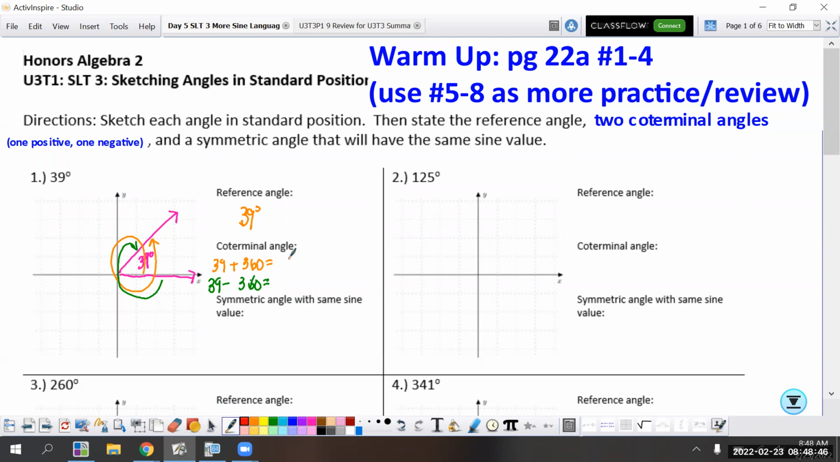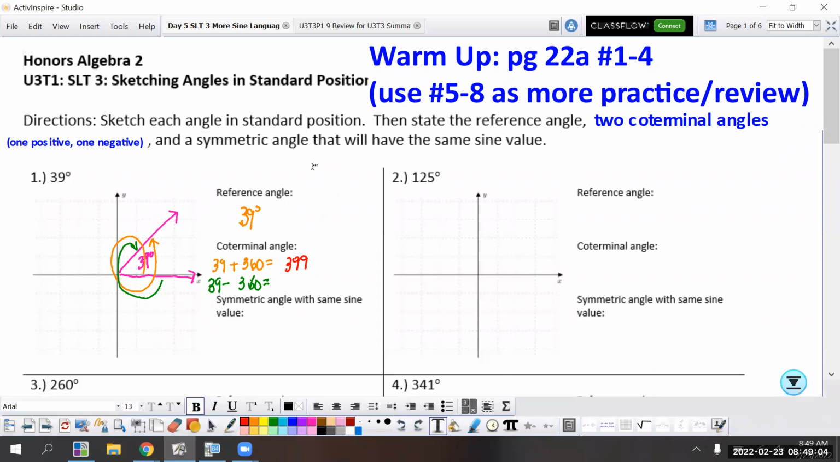So we're going to add those up. This is 399 degrees. And then 360, oh, pen is not working well. 360 minus 39 would be 321. This is going to be negative 321 degrees.